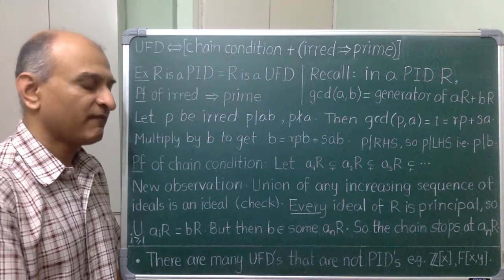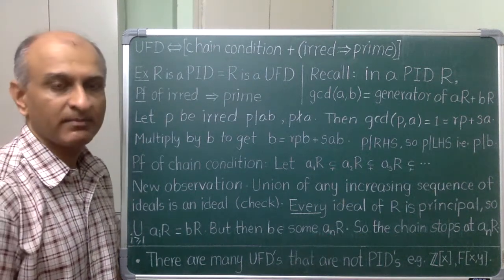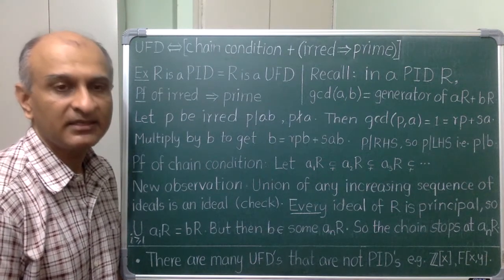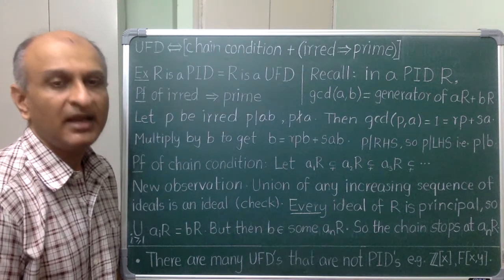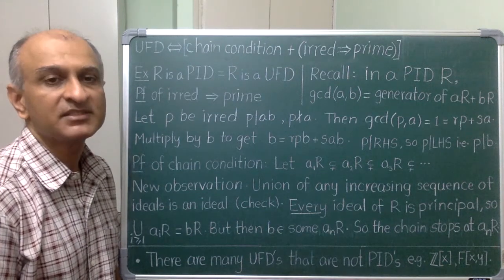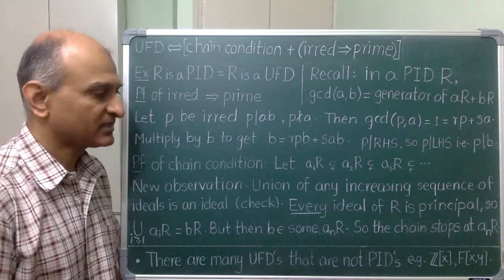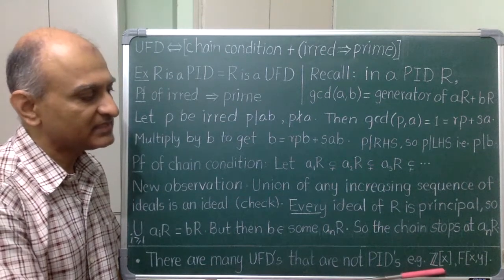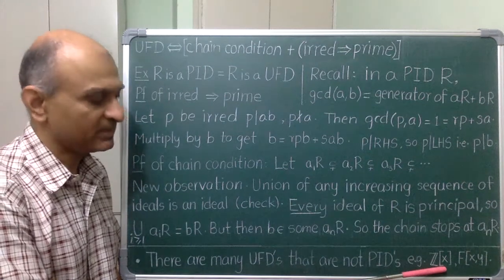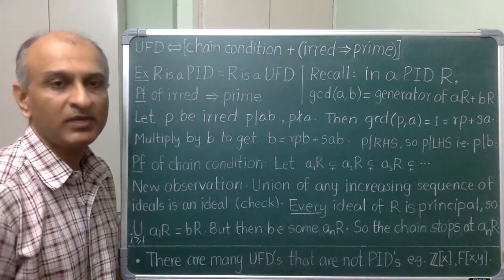Okay. Finally, it is worth remembering that PIDs are very nice rings. I really like Z and F[x], and there are other examples. But the class of UFDs is much larger. For example, we will see that these rings are UFDs, but you can check that they are not PIDs. There are many more examples.